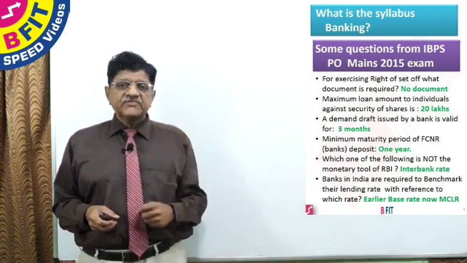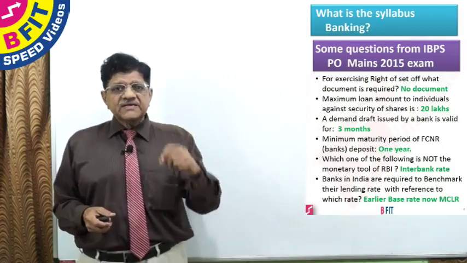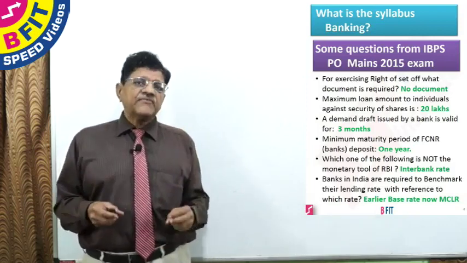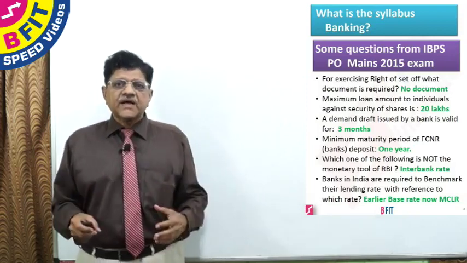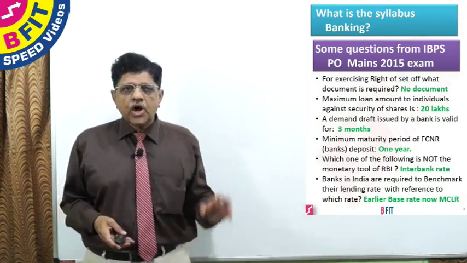For getting the right of set off, what is the question? Under what document the banker gets the right of set off? As a matter of fact, the banker gets the right as a creditor. As a banker, he doesn't need any document. So the correct answer is no document.